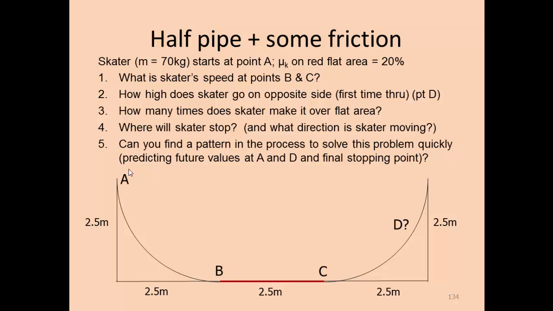Let's take a look at the more interesting case where we add some friction. We've got a skater that's 70 kilograms. He starts at point A, and there's no friction on the curved surfaces, but we do have friction on this flat surface at the bottom where it's red, and we have a mu k that was given to us of 20%. So the question is, what's this skater's speed when he reaches point B, point C, and at point D? How high will he go at point D?